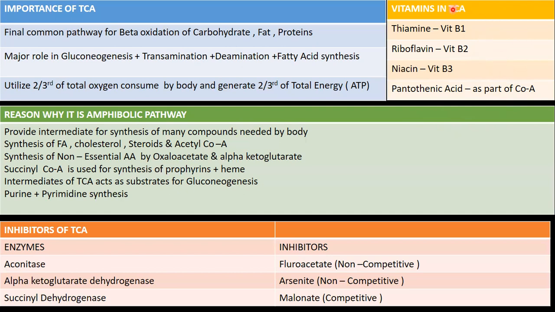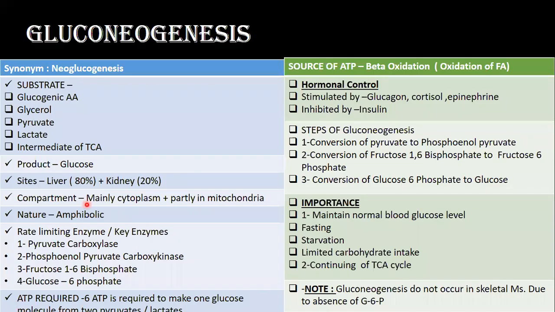When we talk about the inhibitors of TCA cycle, the enzyme is aconitase, and the inhibitor is fluoroacetate, which is non-competitive. Then we have another enzyme, alpha ketoglutarate dehydrogenase. If you go through the cycle, you come to know this enzyme. Its inhibitor is arsenic, that is non-competitive. And then we have succinate dehydrogenase, and its inhibitor is malonate, that is competitive. So guys, just remember the enzyme and its inhibitors. It is very important, and it comes directly in your MCQs.